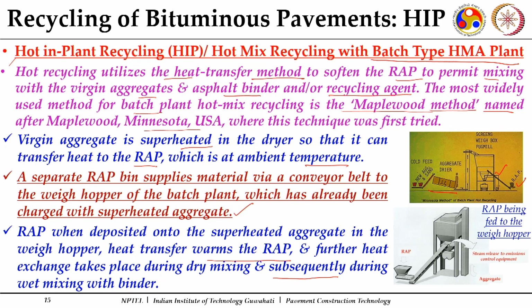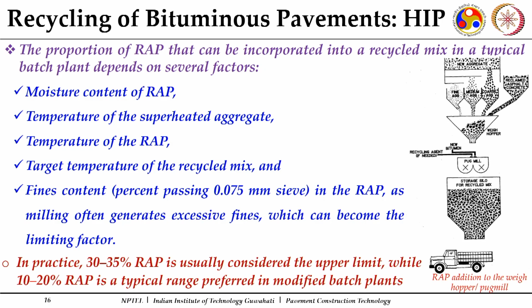So, that is why this slight modification is there in batch type plants. A very popular modification is there to introduce RAP so as to restrict the direct heating of the RAP. Now, because we are introducing it at the level of the weigh hopper, this RAP is getting warmed through the superheated aggregates.